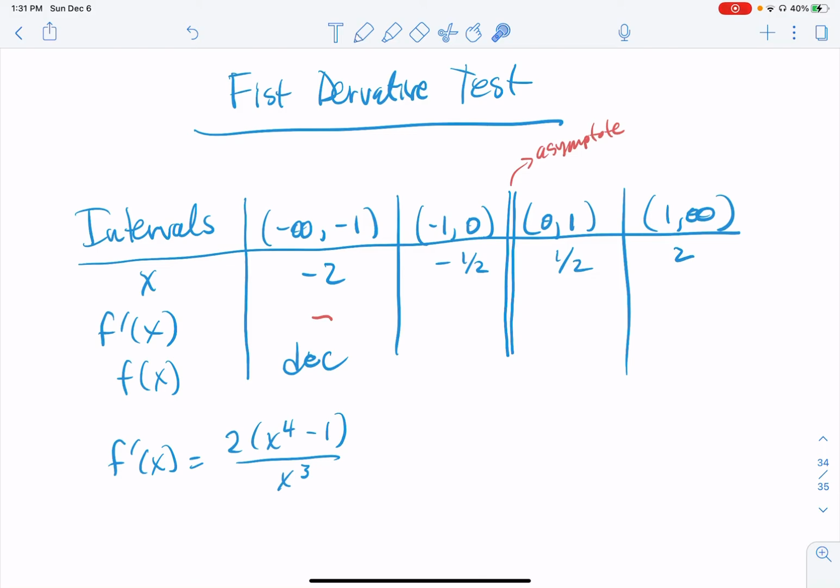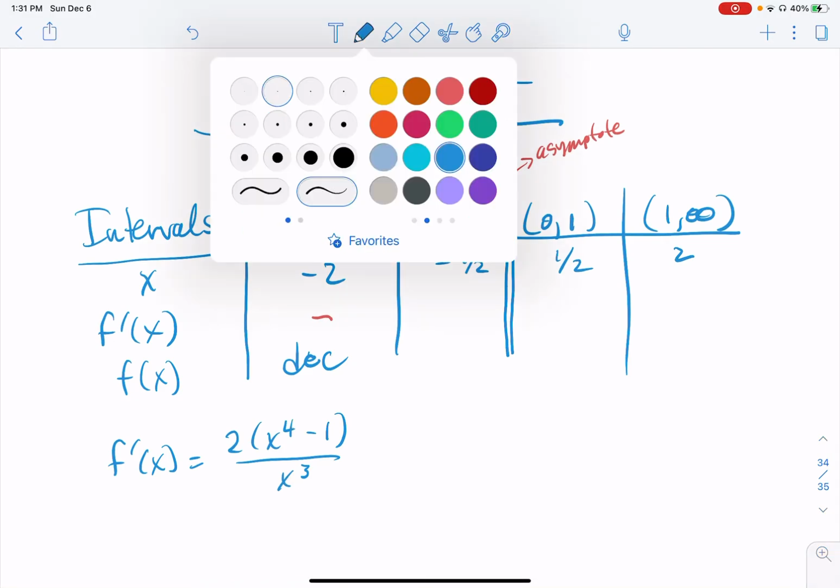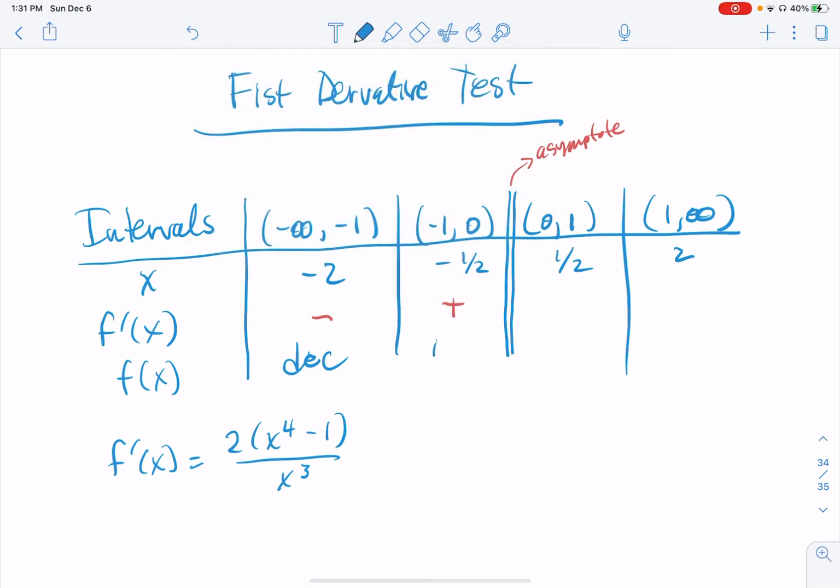Stick in a negative a half. Negative a half here, it's positive. It's going to be positive, like 1/16 or something like that. But that's smaller than 1, so this is going to be a negative number up here and also a negative number down here whenever I cube it. So negative divided by negative makes it positive this time. And our function must be increasing. Decreasing to increasing. We found ourselves a minimum, a relative minimum.